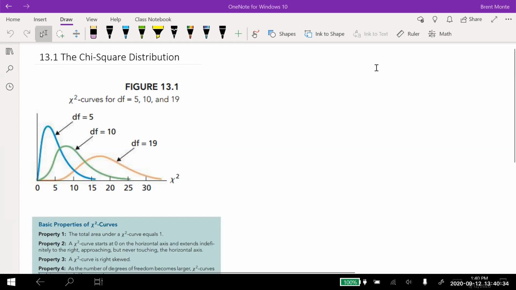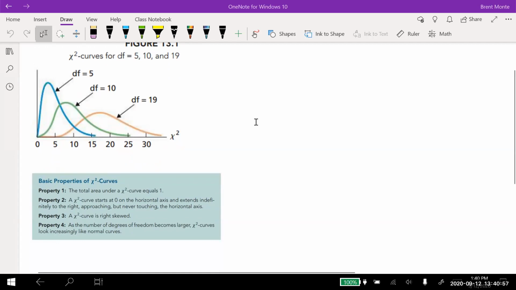So the chi-squared distribution, and I gave you a picture out of the book of what the chi-squared distribution looks like. It's going to look like one of these curves, and it changes depending on what we call the degrees of freedom, the DF. So we see 3 different chi-squared curves there, and let's read a little bit about their properties.